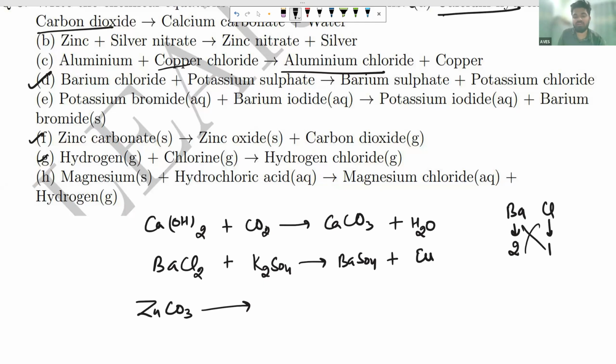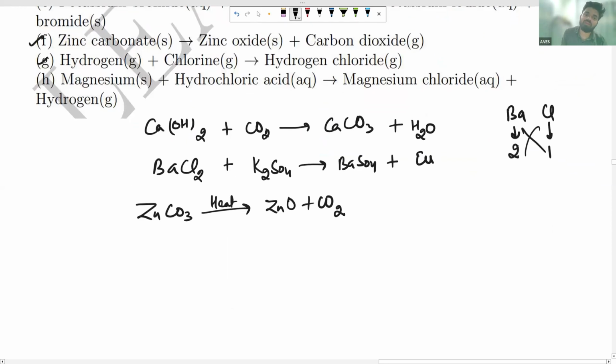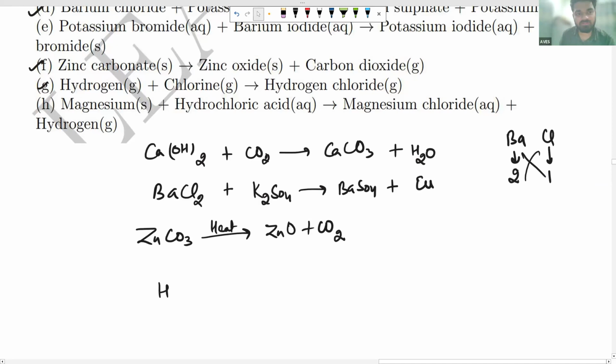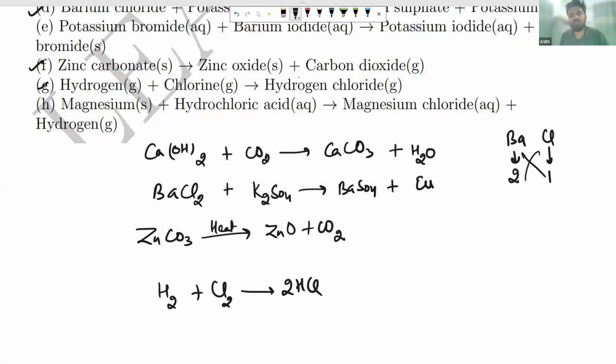Then zinc carbonate, when heated, it will give you zinc oxide plus carbon dioxide. Is it so? Yes. Next, what do you write here? Tell me, Mariam, what you write for the G? H2 plus Cl2 gives HCl, 2HCl. Okay. So you have to keep in mind, these are all unbalanced equations. You have to balance them, and you will learn how when you keep on practicing.